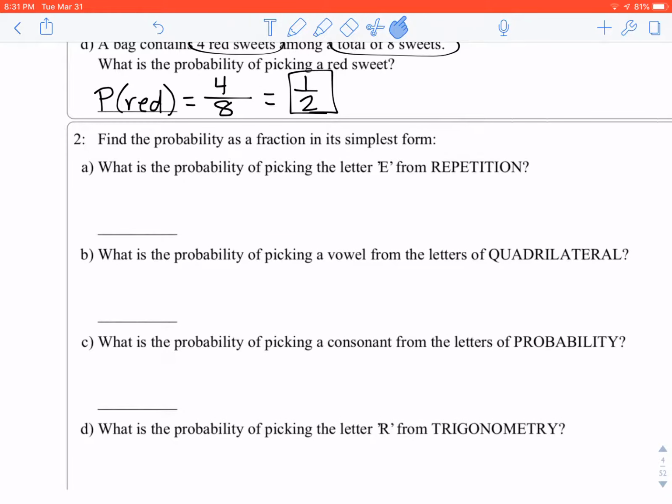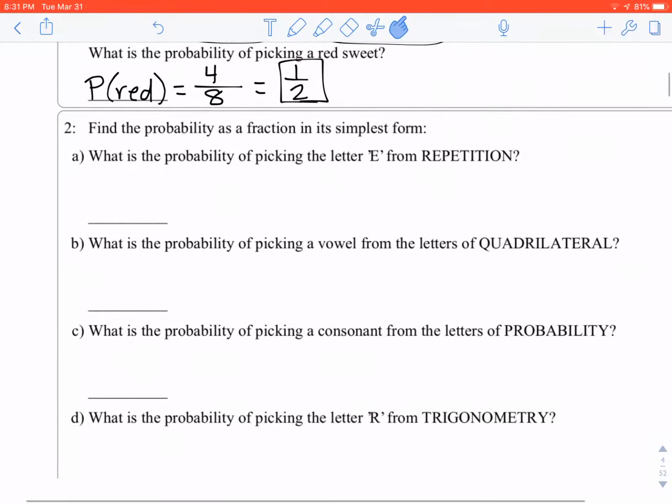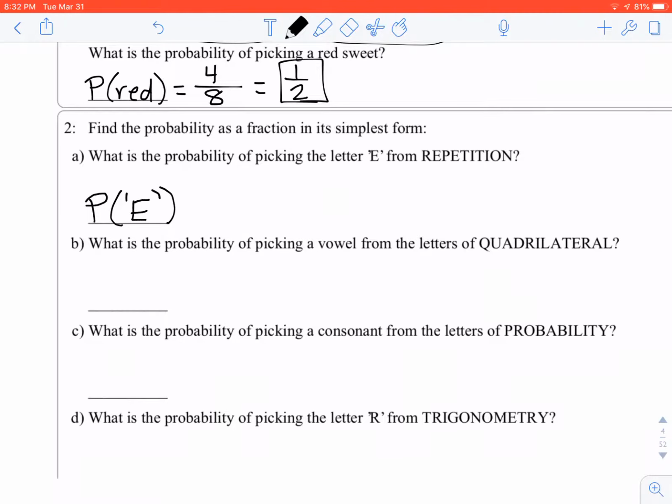Number 2, a little bit different, but again, same idea. Find the probability as a fraction and keep it in simplest form. So now we're finding the probability of picking letters, or in this case a vowel, consonant, or a particular letter from words. We are still using our same notation. So letter A, what is the probability of picking the letter E from the word repetition? So your notation is going to be probability of an E in the word repetition.